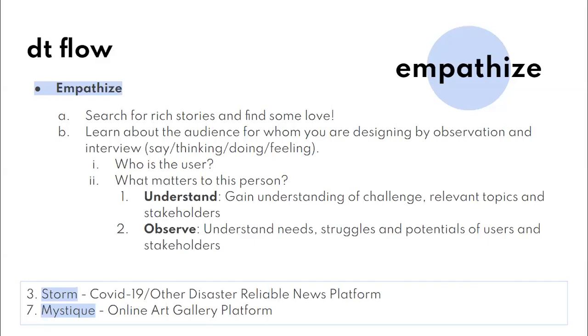and that particular part will be broken up later on. And then also observing or understanding the needs, struggles, and potentials of users and stakeholders. That will be broken up as well. We'll be speaking to that later on.